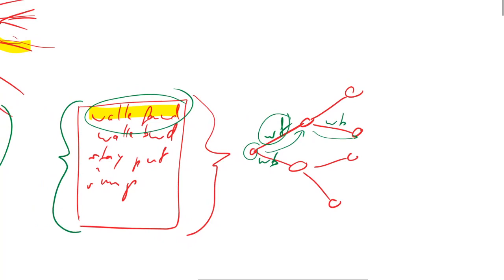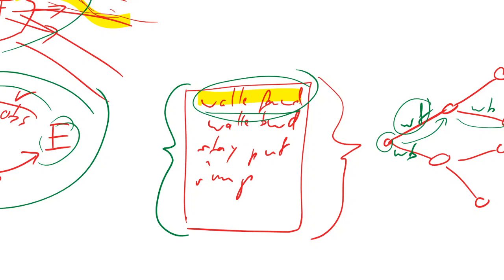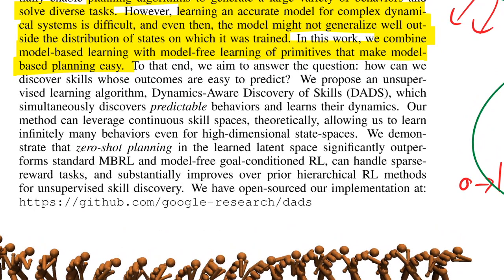Okay, so the question is, how do we come up with useful skills that the planner can then use? So they need to be somewhat diverse, right? But also, and here is the crucial part and the sort of contribution of this paper, they say, how can we discover skills whose outcomes are easy to predict?